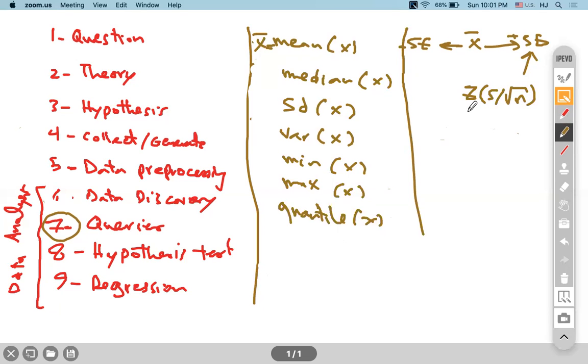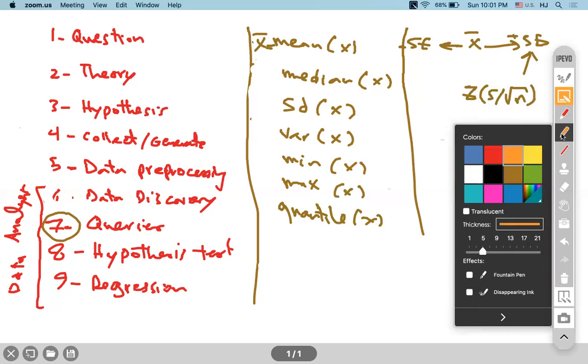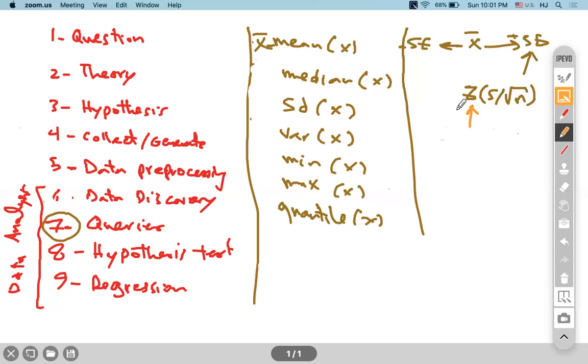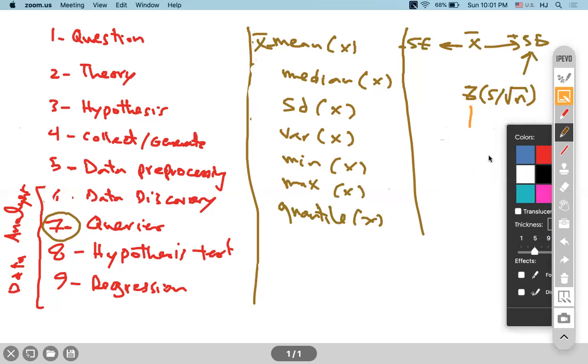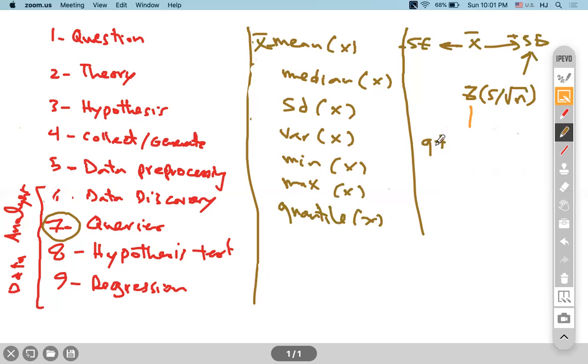So this Z which we have here, it can be calculated in R using a function called QT. If we talk about T distribution, you can use QT, and you provide the level of confidence and the degree of freedom, and this will return the Z which you are looking for. You can also use PT, which takes Z and degree of freedom.